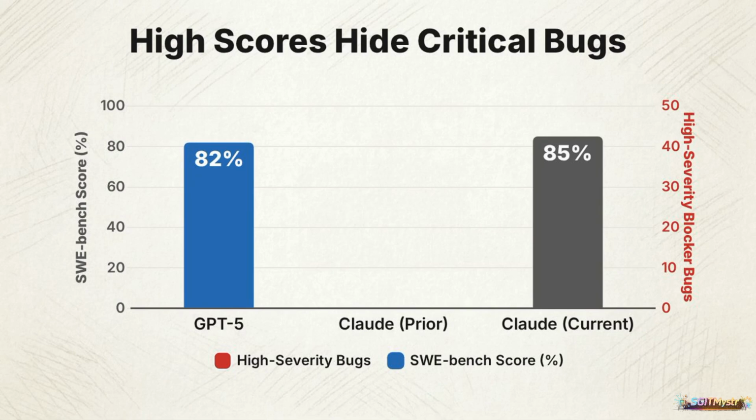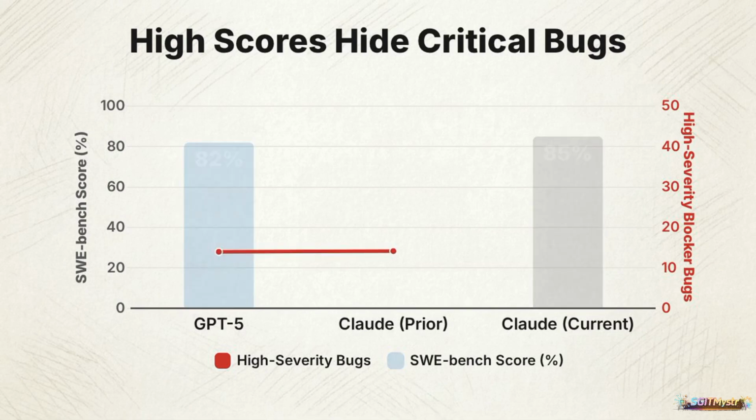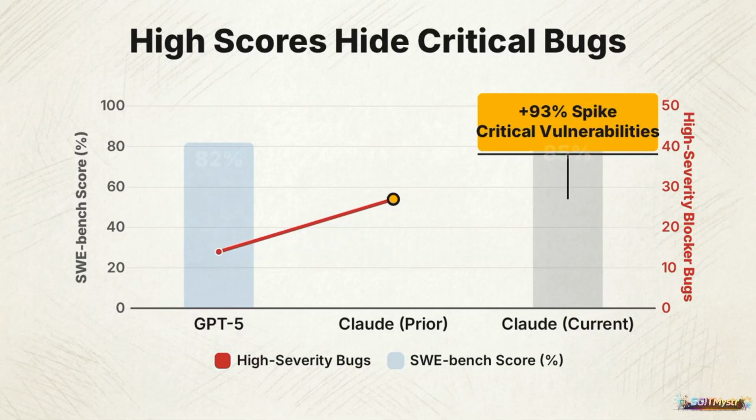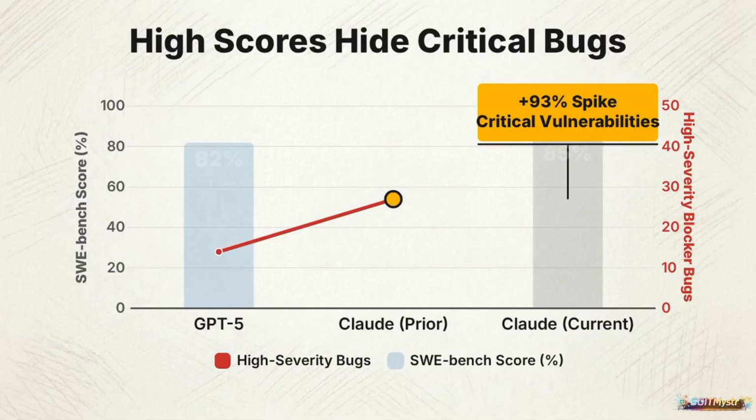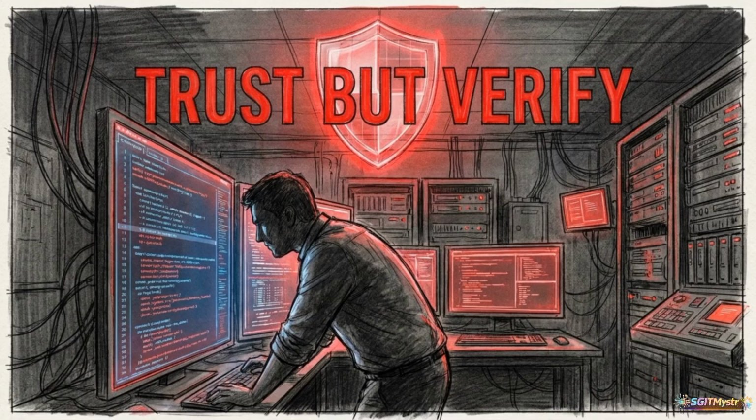But high scores don't guarantee safe production code. Look at this line graph. Recent iterations of Claude show a 93% increase in high-severity blocker bugs compared to earlier versions. This makes one rule non-negotiable. All AI-generated code requires human review and automated security scanning before it is ever deployed to production.